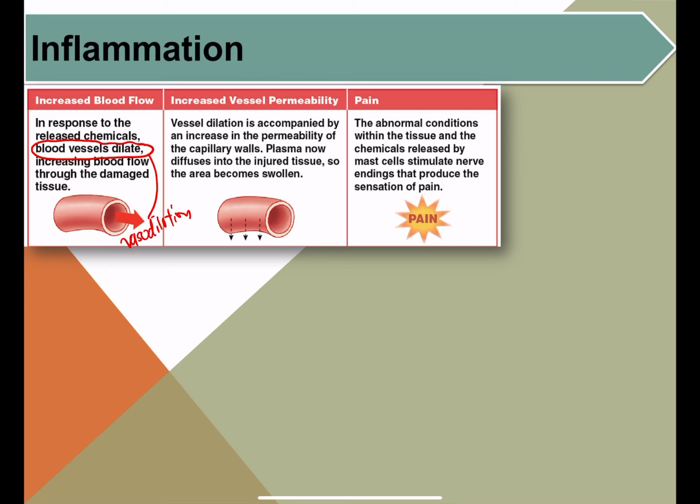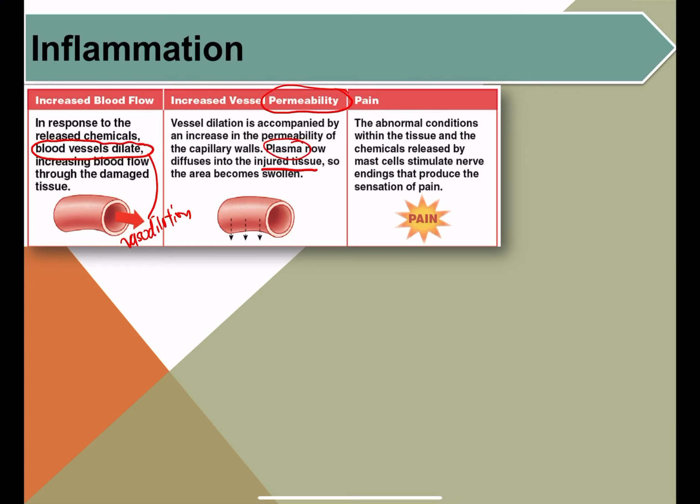The other thing vessel dilation will increase is permeability of the blood vessel, okay? So this is what's going to allow plasma to diffuse into your injured tissue, in a sense draining anything that needs to be removed, and that increased permeability is also going to allow repair factors to come into that spot and try to clean up and repair the wound for you.